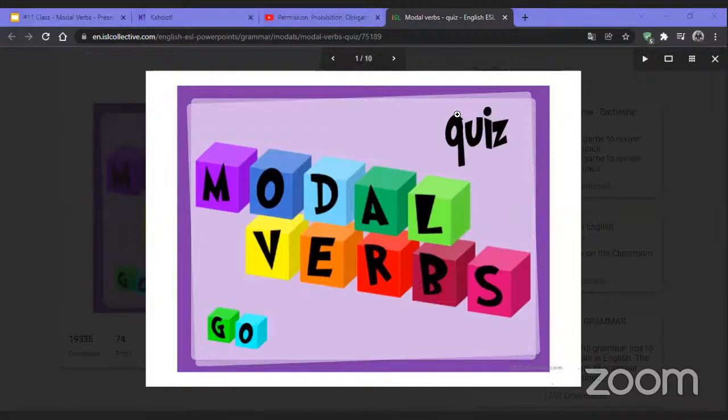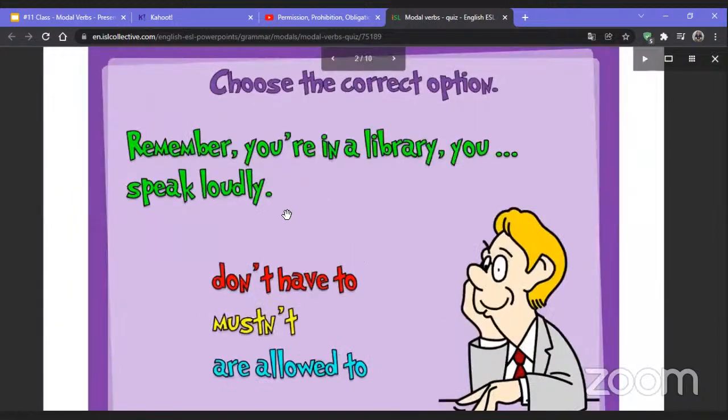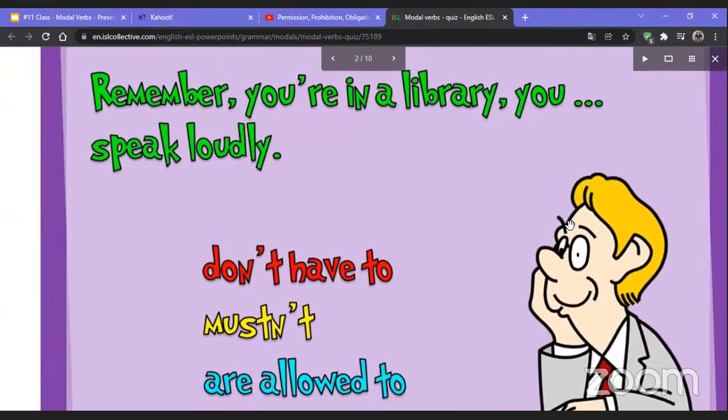Okay, excellent. In this case, we have a little presentation, some slides, and we have one sentence and three possible options. The idea in here is that you tell us which one you think is the correct one. So can you zoom a little bit the presentation? I cannot see the words. Okay. Thank you. Remember, you are in a library. You speak loudly.